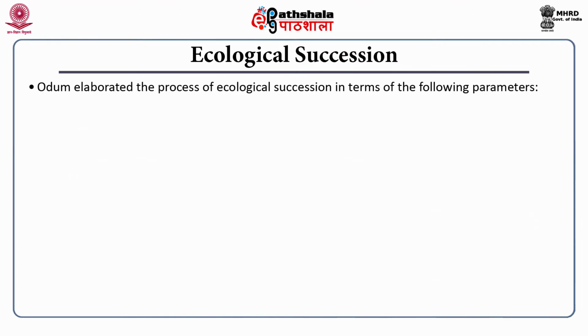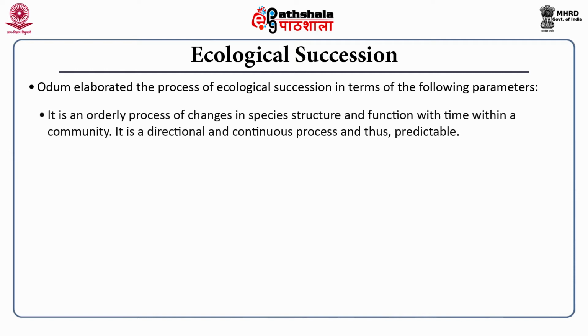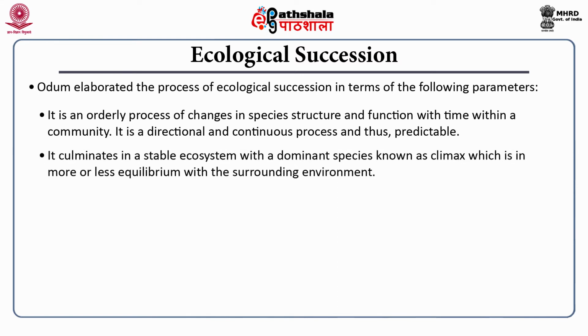Odum elaborated the process of ecological succession in terms of several parameters. Let me discuss them one by one. It is an orderly process of changes in species, structure and function with time within a community. It is a directional and continuous process and thus predictable. It culminates in a stable ecosystem with a dominant species known as climax, which is in more or less equilibrium with the surrounding environment.